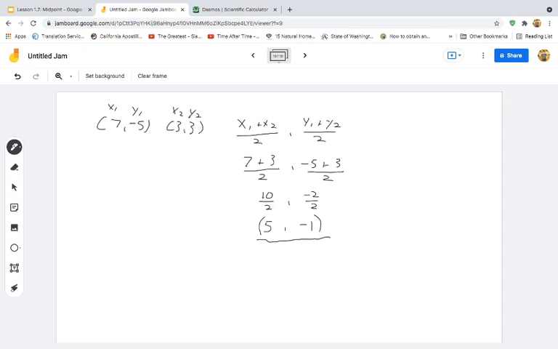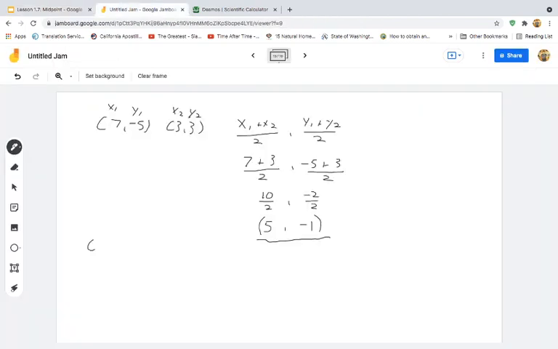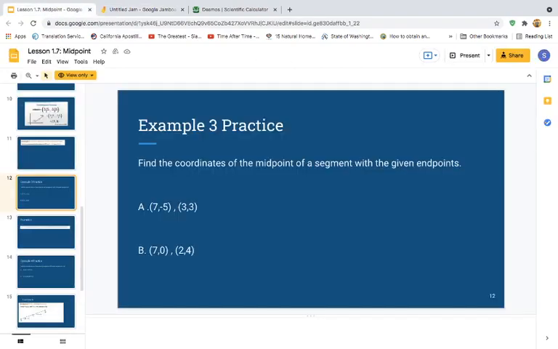In fact, let's go ahead and do the second one, and we'll complete it quickly using that method. So we have a 7 comma 0 as our first point, and then for our second point, we have 2 comma 4.